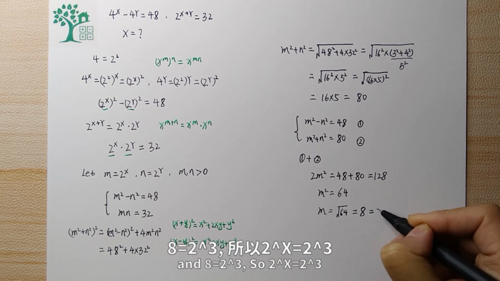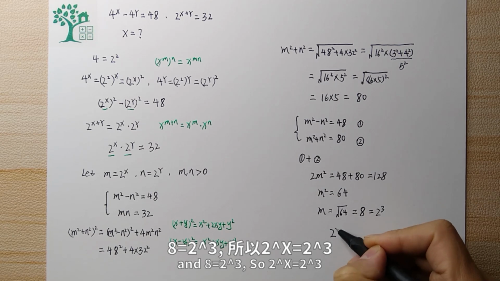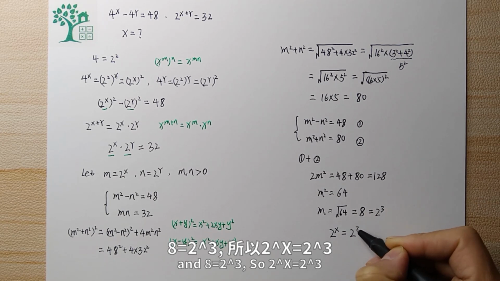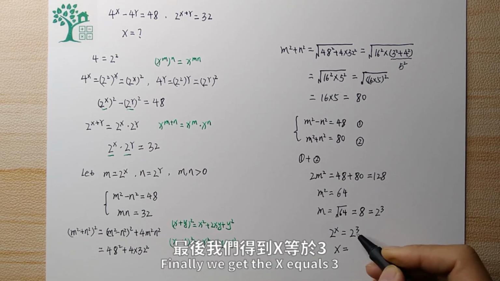And 8 equals 2 to the 3 power, so 2 to the power of x equals 2 to the 3 power. Finally we get the x equals 3.